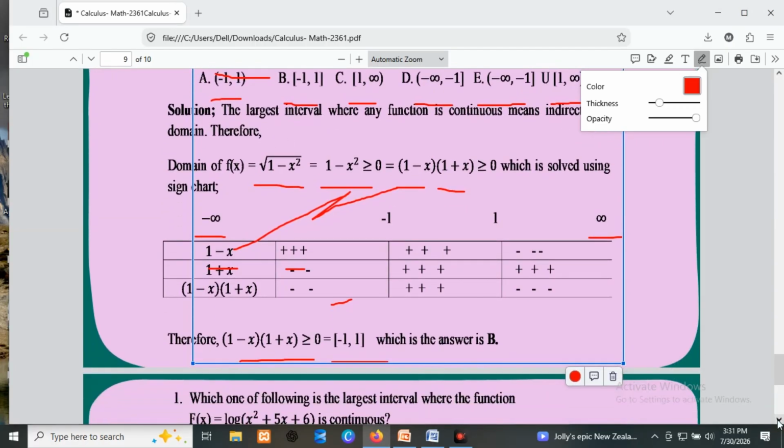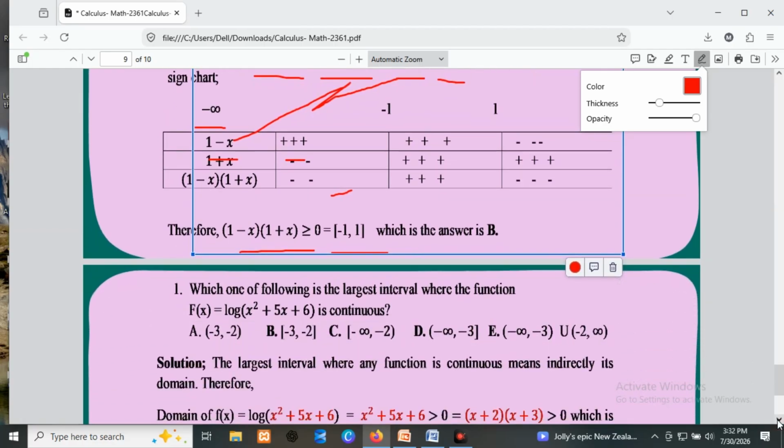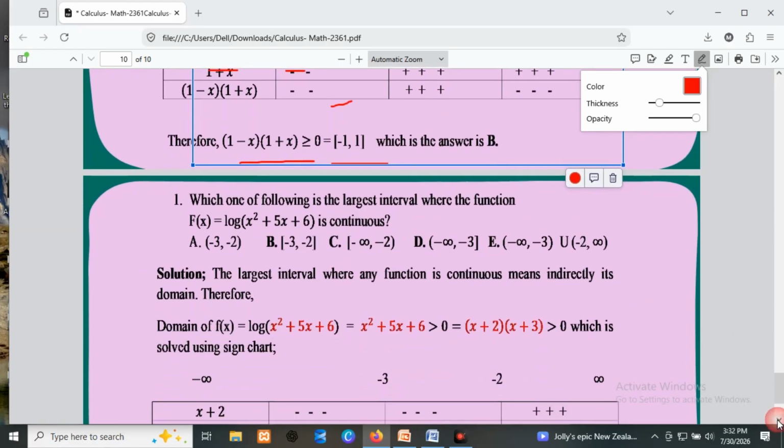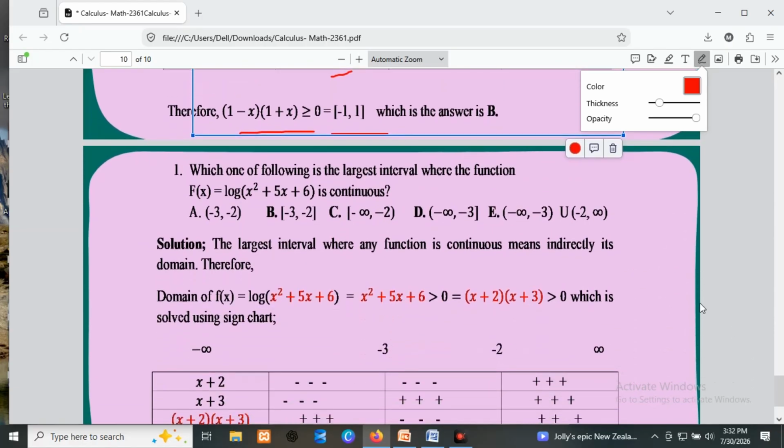Checking for the largest interval is indirectly checking the domain of the function. There is nothing more to do than simply find the domain of the given function. Since it is a square root, the expression should be greater than or equal to 0.